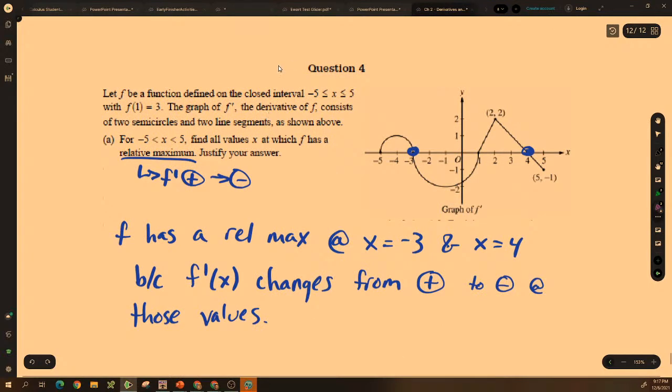And finally, we have our last one. Let f be a function defined on the closed interval from negative 5 to 5 with f of 1 equals 3. The graph of f prime, the derivative, consists of two semicircles and a line segment. This is probably telling us semicircles because there might be later on one of those integral questions we've been doing. But this one, we just want to find a maximum. So we have maximums where f prime changes from positive to negative. That happens at negative 3 and again at 4. So our explanation: f has a relative maximum at x equals negative 3 and x equals 4, as f prime changes from positive to negative at those values.